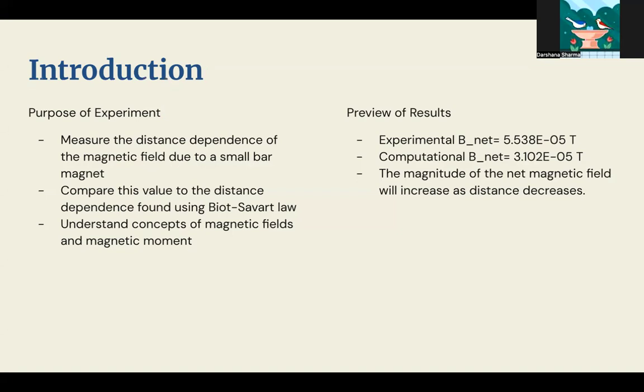A preview of my results is that I got an experimental magnetic field of 5.538 times 10 to the negative 5 teslas, a computational magnetic field of 3.102 times 10 to the negative 5 teslas, and I found that the magnitude of the net magnetic field will increase as distance decreases. So as the two objects get closer together, the magnitude will increase.